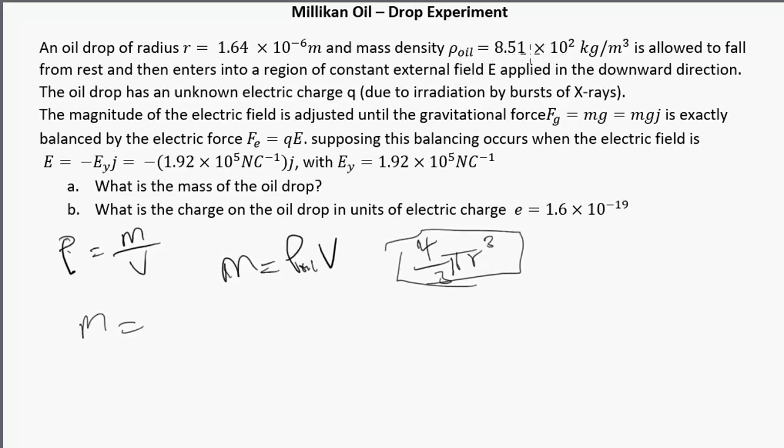Our density is 8.51 times 10 to the power of 2. So go ahead and write 8.51 times 10 to the power of 2. And this will be multiplied by the volume, which is 4/3 times pi r cubed.